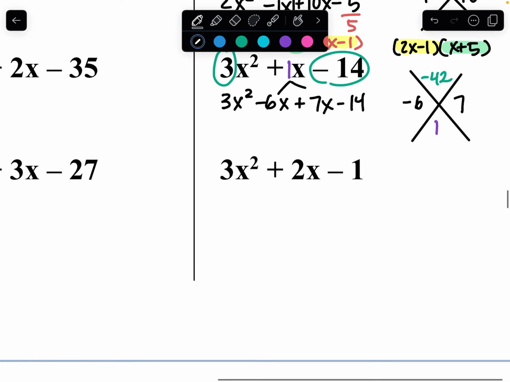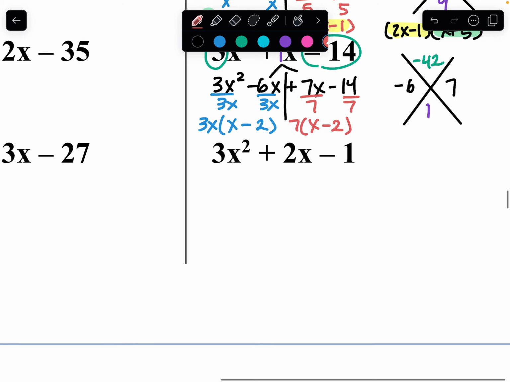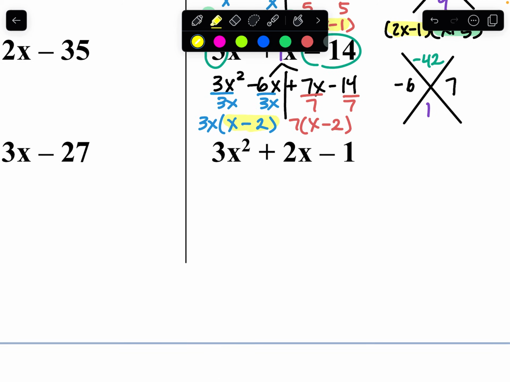Okay, and so 2 at a time, we can get a 3x out of the first pair, which would leave x minus 2. And then out of the second pair, we can get a 7, which would lead to x minus 2 as well. So the x minus 2 matches. That's going to form one of my factors. And then the 3x plus 7 is going to form the other factor.